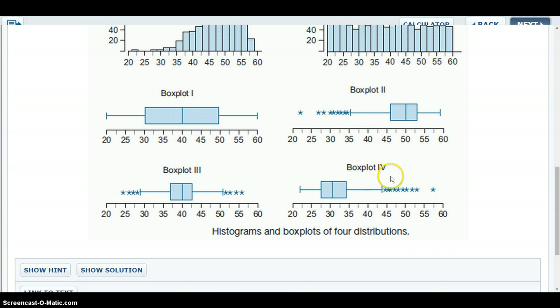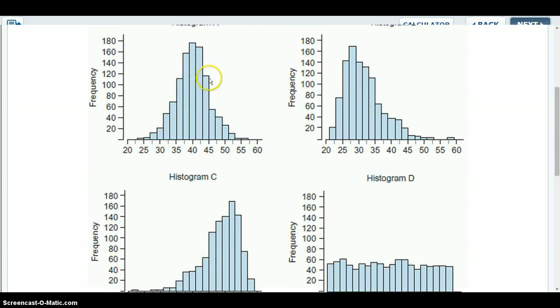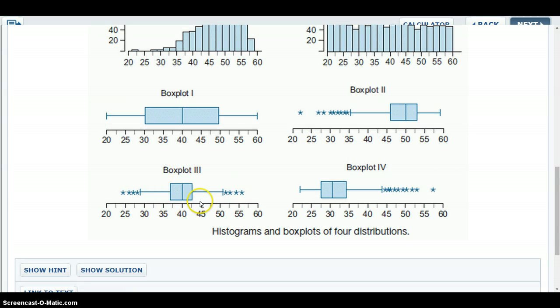Then you can see that these two are not very symmetric. You can see that this is their median. Their median is pushed off well to the side of the distribution, whereas this one is centered up quite nicely. It's symmetric. So we know that this histogram A here is matching up with box plot 3.